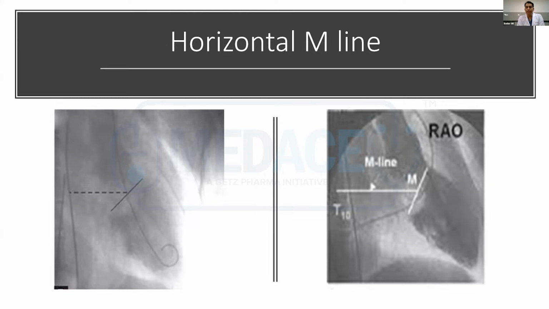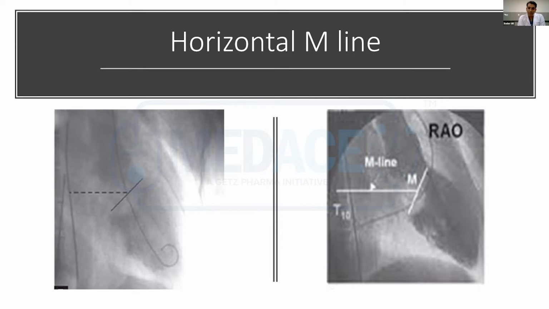Second, we come to the horizontal M line. Another important step to mark the landmark for this horizontal M line is to do an LV angiogram in RAO view using the pigtail ideally. And one thing we have to tell the tech is to keep in mind the vertebral spine, because we need the vertebra as a landmark. After the angiogram, we'll mark the LVOT, and then from the center of this LVOT, we'll mark a horizontal line, which is basically the horizontal M line.